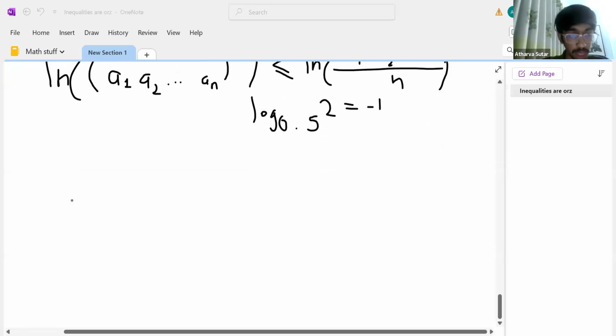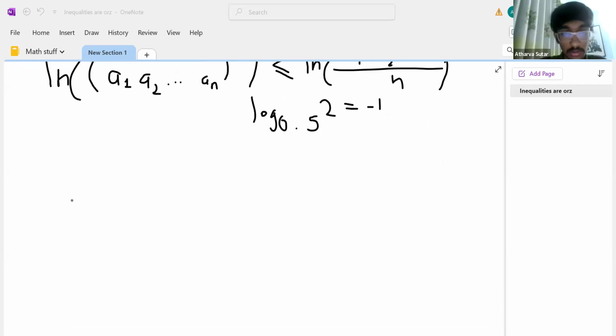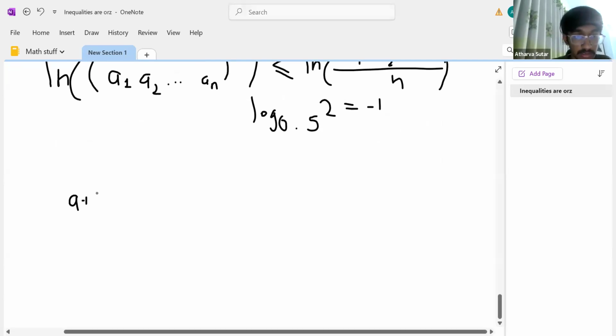So some of you might have seen this problem. Oh, it's kind of well known. You are given that A, B, and C are positive reals such that A plus B plus C is equal to 1 by A plus 1 by B plus 1 by C. And you have to prove the following inequality.